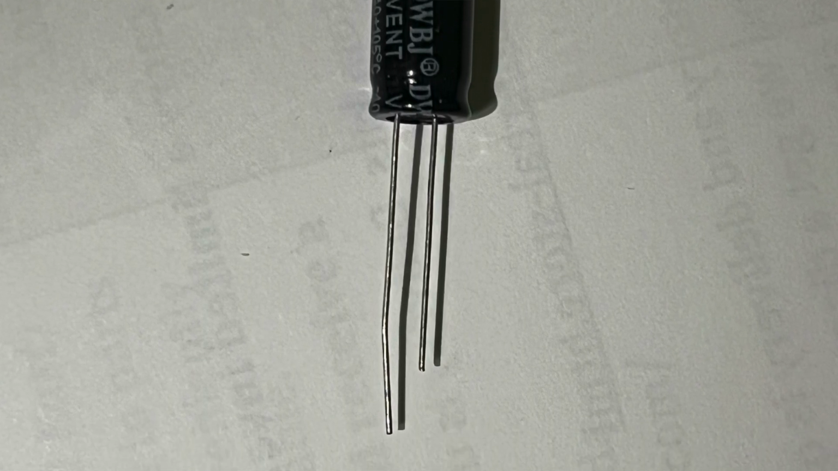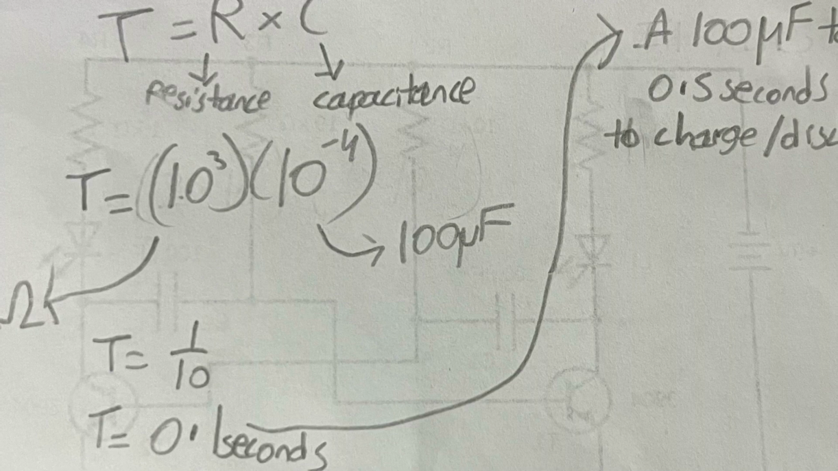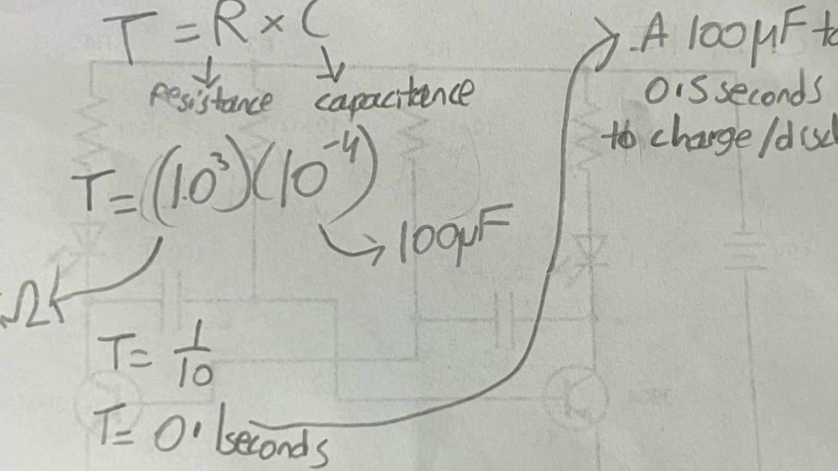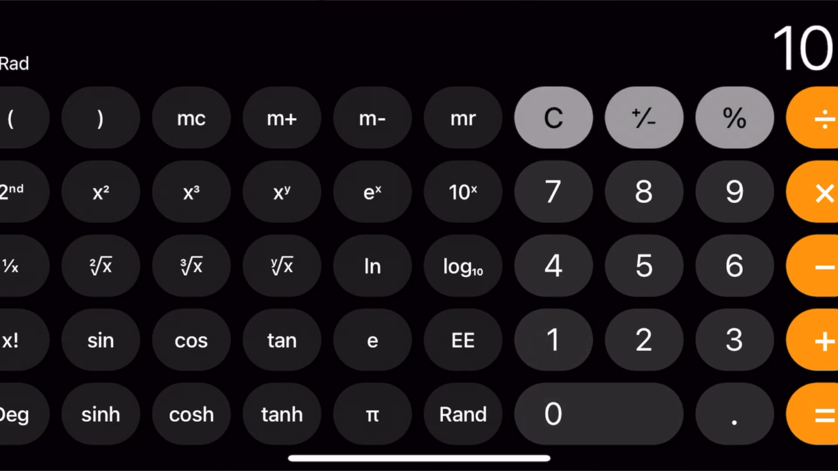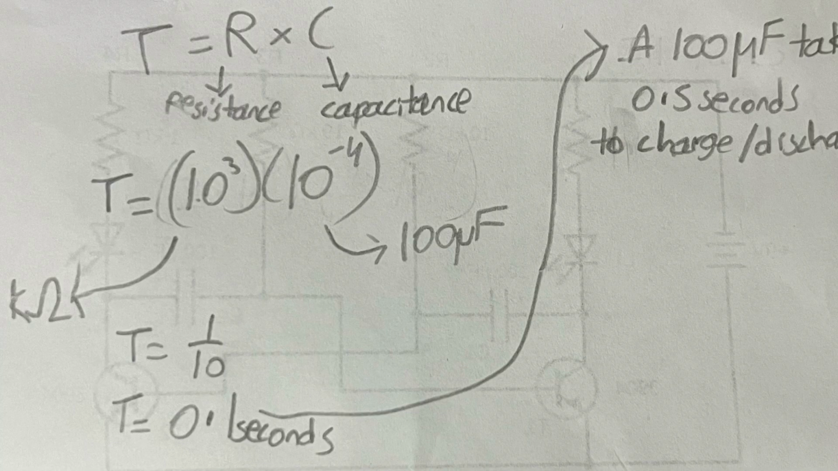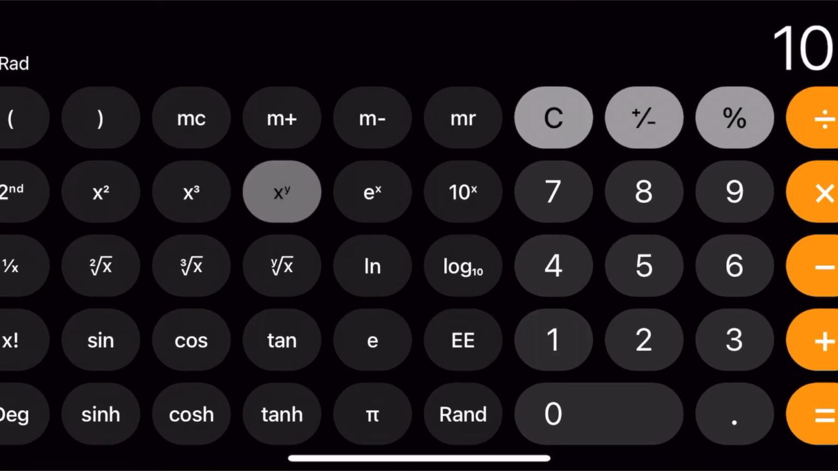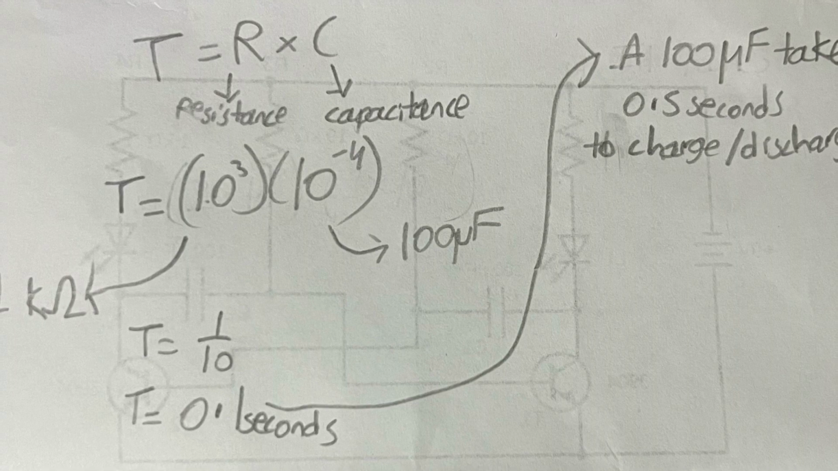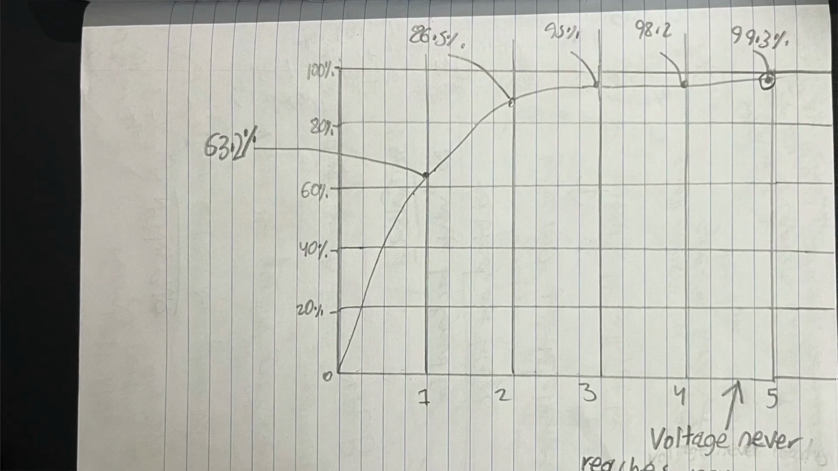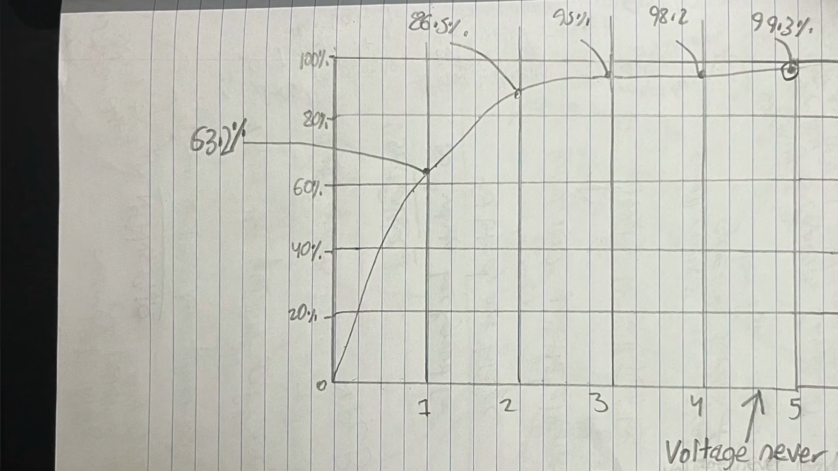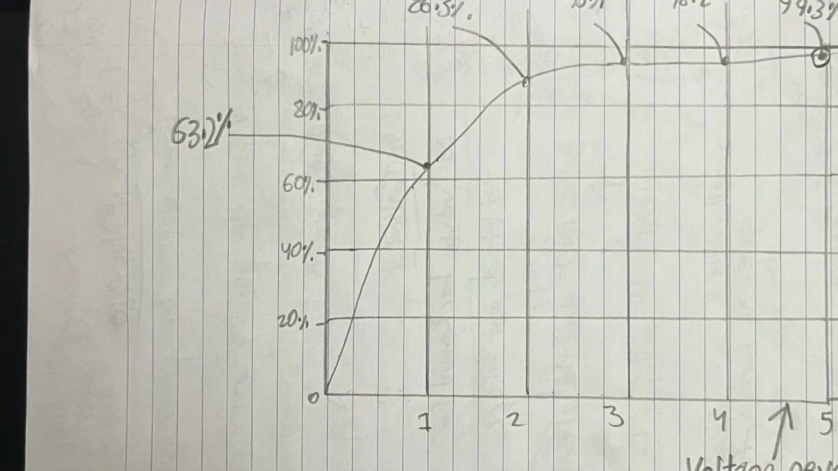To calculate a capacitor's charge time, we have to use the equation tau is equal to resistance times capacitance. Tau would be 10 to the third times 10 to the negative 4. These numbers are derived from the 1K ohm resistor and the 100 microfarad capacitor. When we multiply those numbers, we get a tenth of a second. We multiply 0.1 by 5 because it takes approximately 5 time constants for the capacitor to reach 99.3% of its maximum charge.